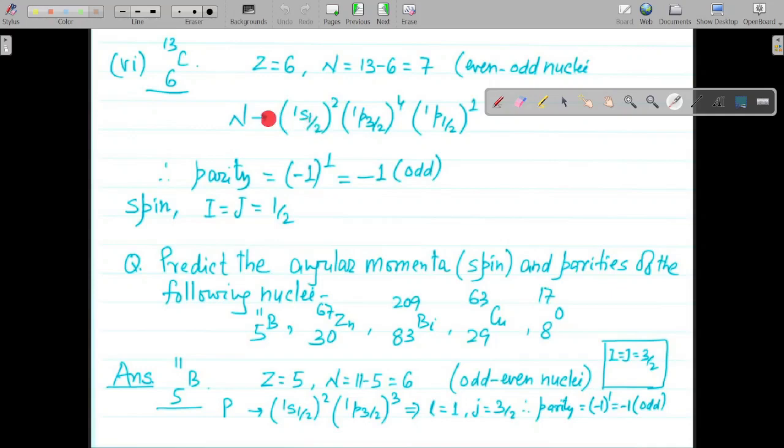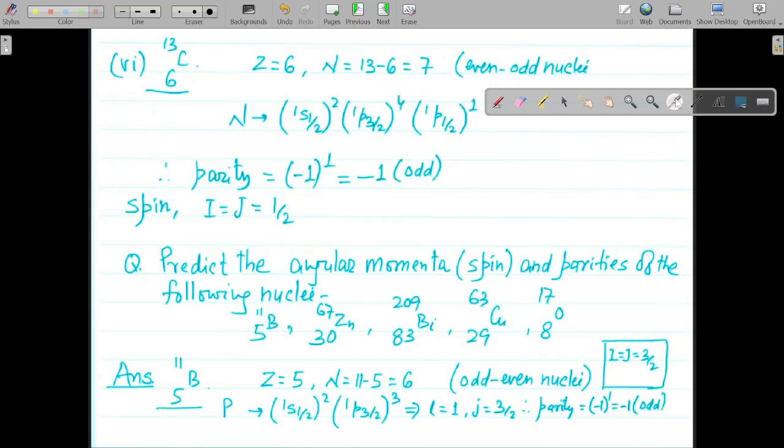For N, that is with respect to neutron, C613 has the nuclear configuration as follows: 1s1/2 2, 1p3/2 4, 1p1/2 1. Now 1p1/2 1 is there. Now how will you give the parity? Clearly (-1) to the power L is what is written for parity. The value of L for S is 0, for P the value of L is 1. And the unpaired nucleon resides over here.